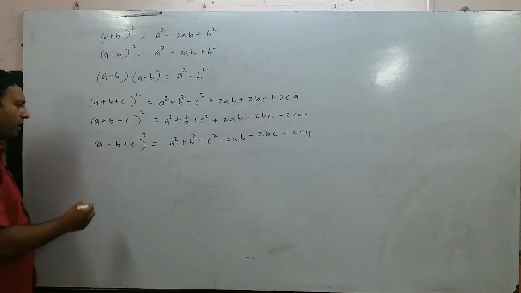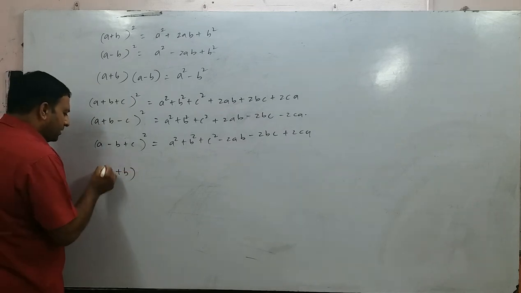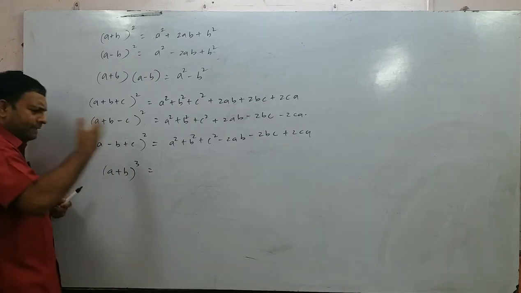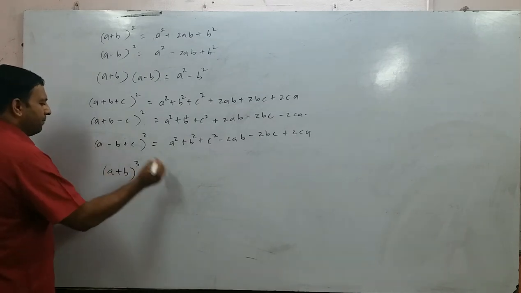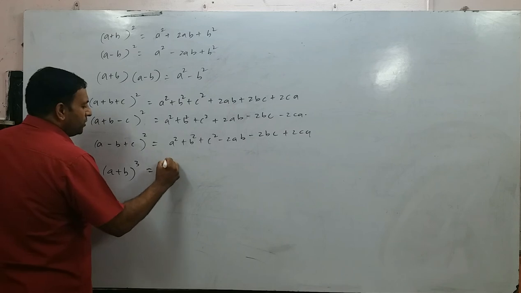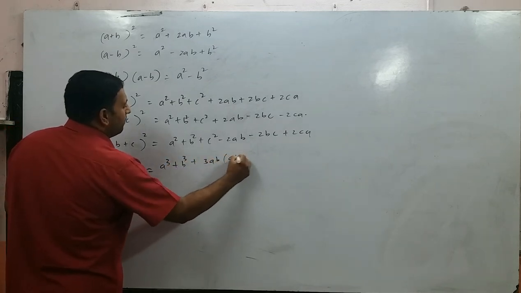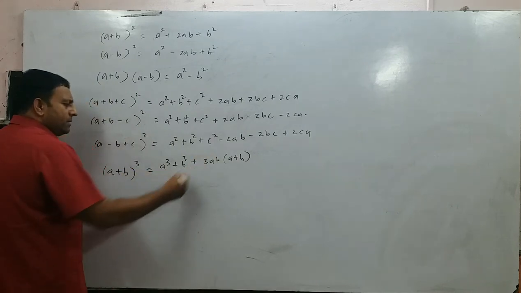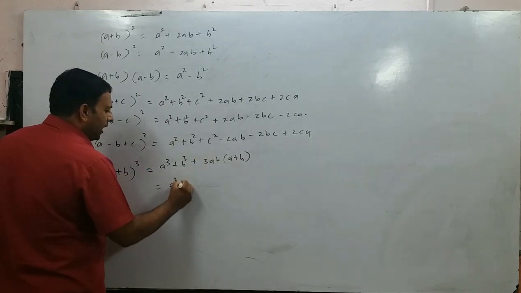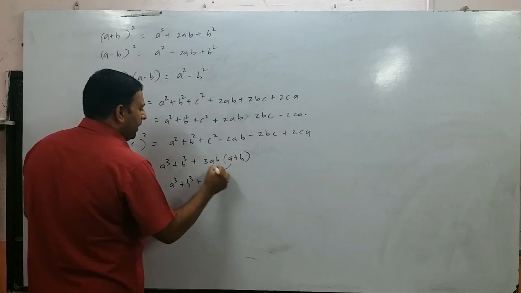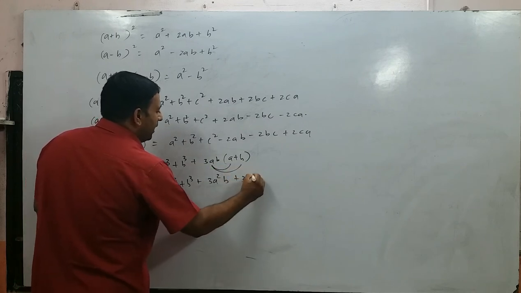Now we'll go for the other formula, (a plus b) whole cube. See, all these formulae are very important. You need to learn them by heart, write them ten times, right? So (a plus b) whole cube is equal to a cube plus b cube plus 3ab into (a plus b). Some people will multiply this and write it as a cube plus b cube plus 3a square b plus 3ab square.